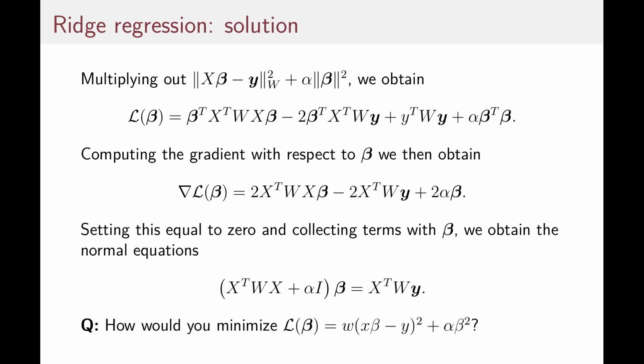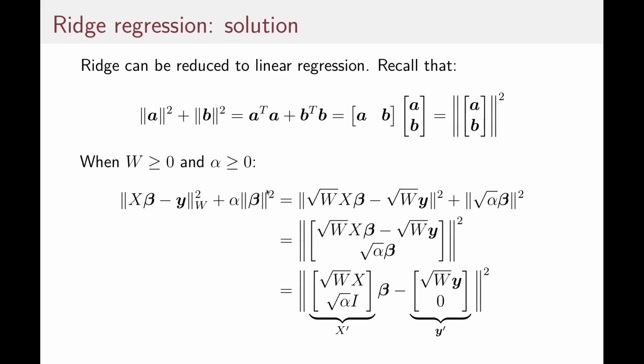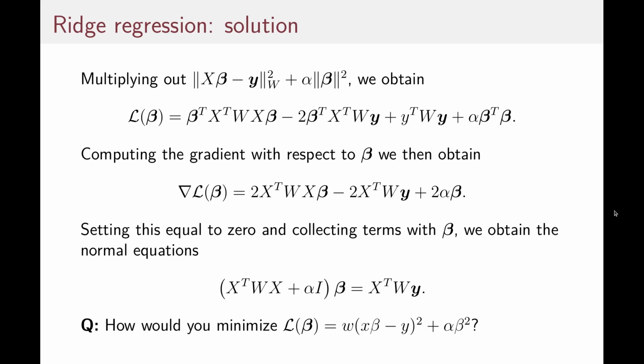So to solve the ridge problem, we do exactly what we did for the linear problem. We multiply out the loss function using the definition of the weighted norm. We get this first line, then we compute the gradient with respect to the vector beta, and we get this gradient term. That's the equation in the middle here, and we set that equal to 0 and collect terms. And then we obtain, yet again, normal equations.